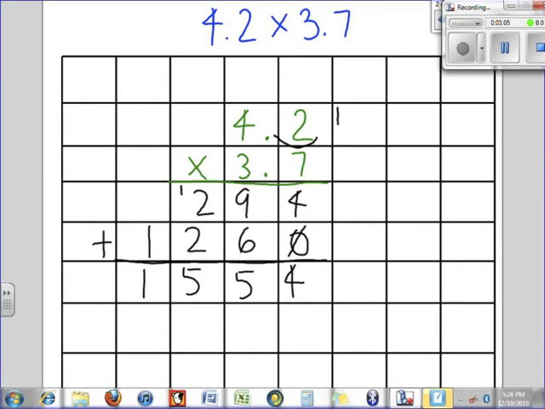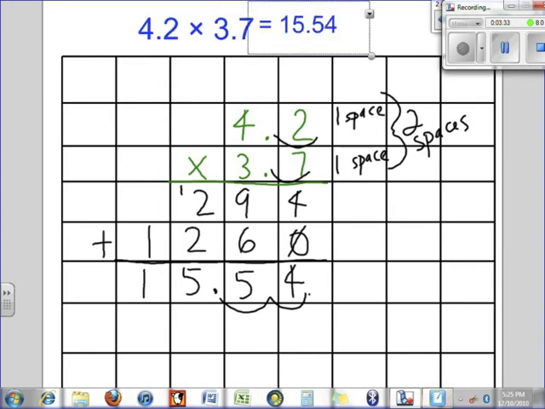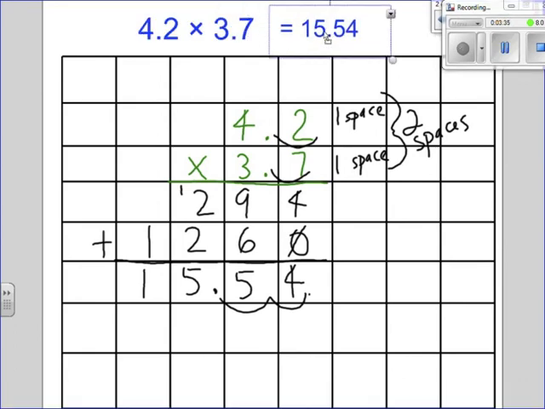Now I move my decimal 1 space in the top. That's 1 space. Another space, for a total of 2 spaces. So that means that I have to move my invisible decimal 2 spaces in the opposite direction. 1 and 2. So my final answer is 15.54, or in mathematical terms, 15 and 54 hundredths.